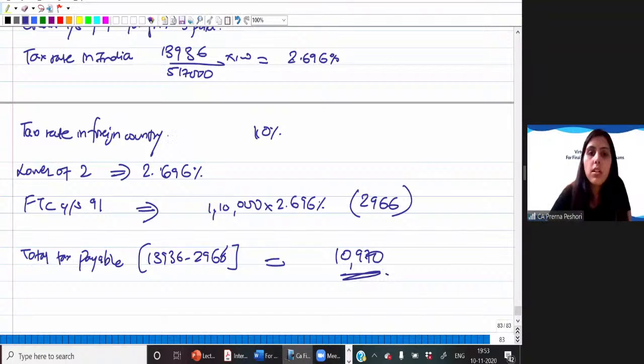Are you clear how we have to solve these sums? So you have to determine the beneficial tax rate, the rate under the foreign country or the tax rate in India. Whichever is lower will be allowed as credit against the taxes paid in India on that foreign income.